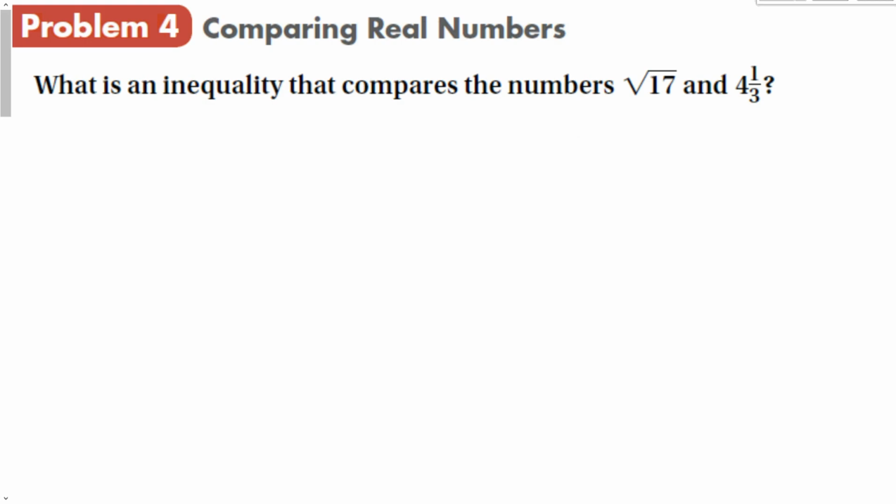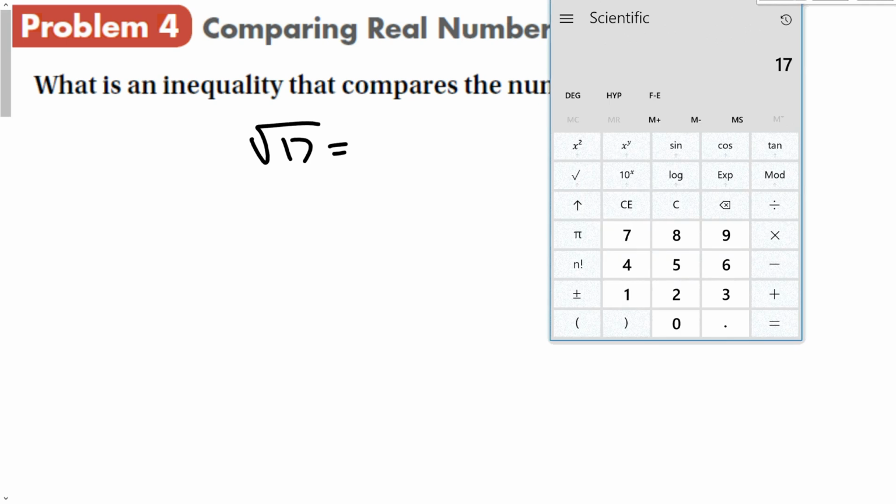So, what's an inequality that compares two things? Radical 17 and 4 1/3. When we're trying to compare numbers like this, it's probably best to put them in the same terms. And usually, the most convenient way to do this is to change them both to a decimal. So we can calculate radical 17, which I should already kind of know is going to be a little bit bigger than 4, since the square root of 16 is 4, and it's going to be 4.123.